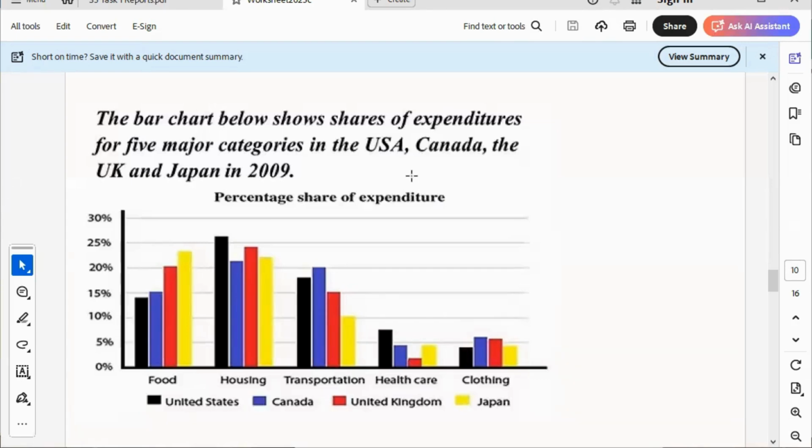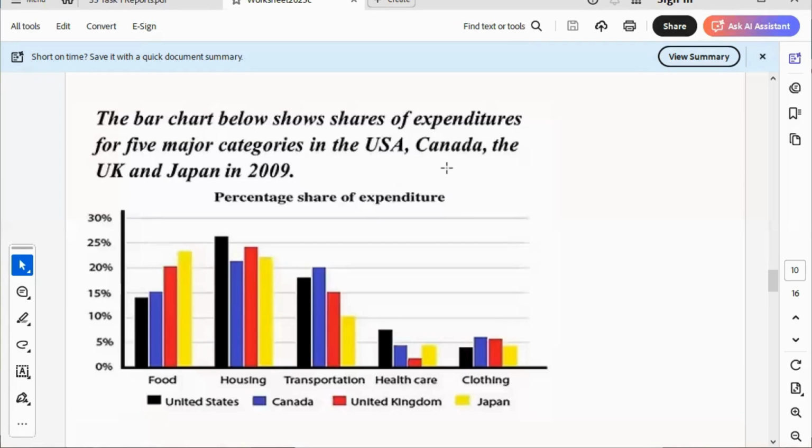Another person said Japan has the least expenditure on transportation. Okay, so least is good here. Least can be used for both qualitative and quantitative things. But the word has is wrong because this data is in the past, 2009. So we should say what? Japan had the least expenditure. Japan had the least expenditure on what? Transportation.